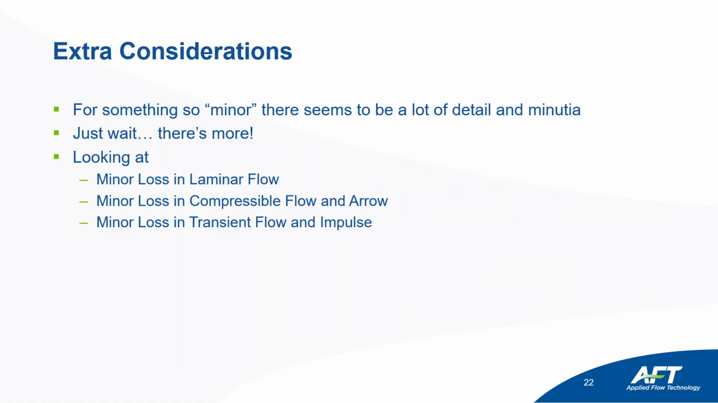All right, so now into some of those extra considerations that I promised. For something so minor, there's a lot of detail and minutiae out there. There's a lot of things that need to be kept in mind, and we're not done yet. So let's look at some considerations such as how these minor losses are going to be impacted in laminar flow, and how these minor losses are going to be impacted by compressible flow and transient flow within our AFT Arrow and Impulse products.